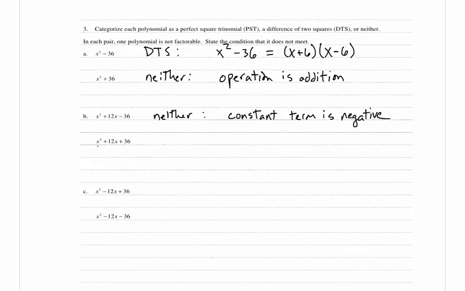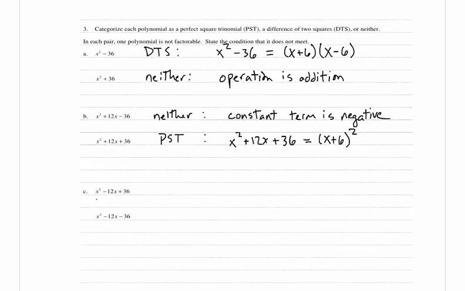And then we have x squared plus 12x plus 36, and this is a perfect square trinomial. And we could say that x squared plus 12x plus 36 is equal to x plus 6 times x plus 6, or x plus 6 squared.